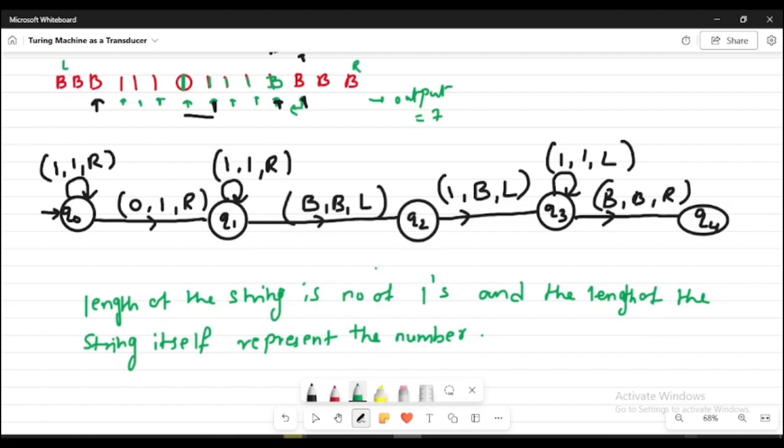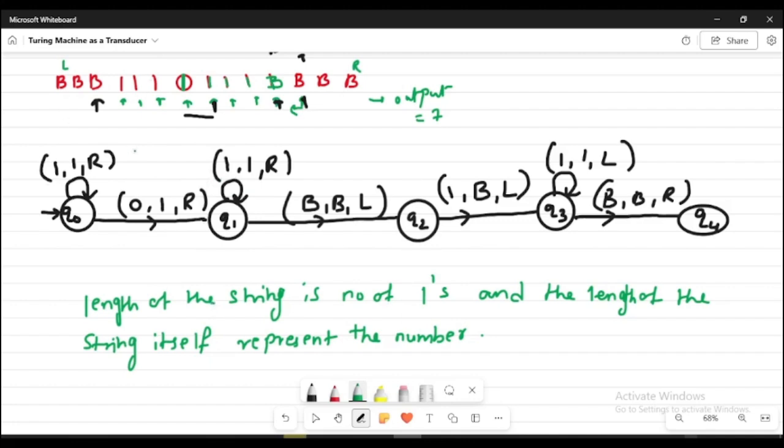So at the end of the Turing machine we will get 7 ones inside our tape, and that 7 represents the output, that is 3 plus 4 is equal to 7. As I said, the length of the string itself represents a number, so we will consider it as 7, because 7 is represented in unary notation inside a Turing machine. That's why it will be considered as 7 as an output.